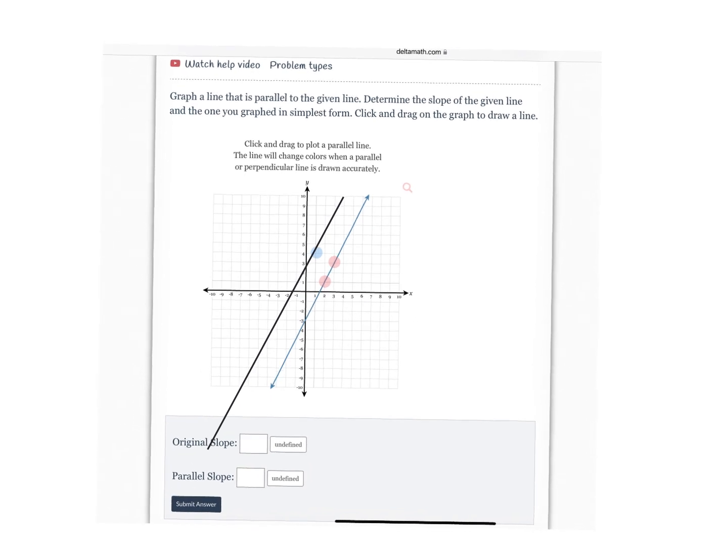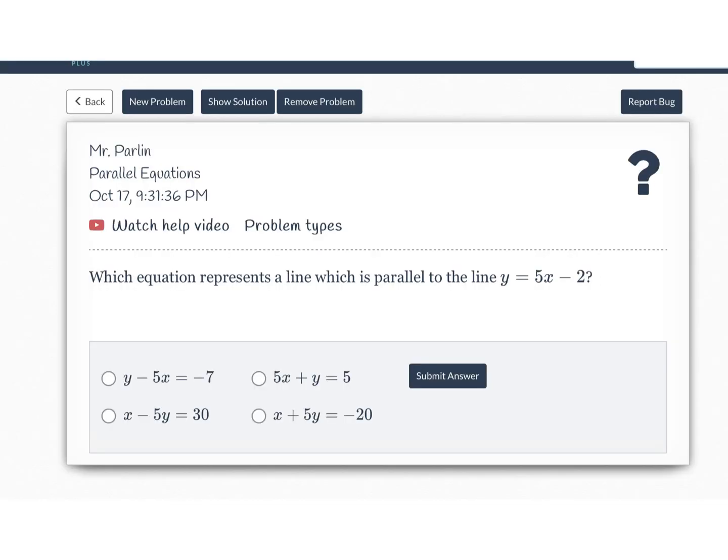So in our answer, I'm just going to put that the original has a slope of 2 and the parallel has a slope of 2. And that's how you answer that question. All right, now let's take a look at this question.